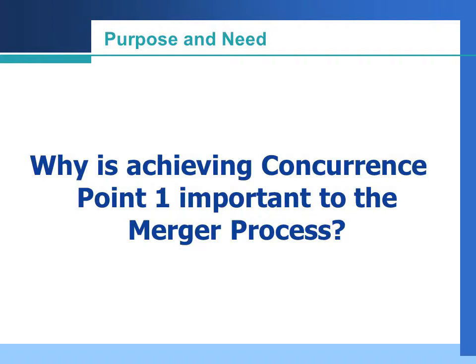In conclusion, why is achieving Concurrence Point 1 important? Establishing Concurrence Point 1 provides the foundation upon which justification for the project is established under NEPA and Section 404 of the Clean Water Act. It provides a baseline purpose and need from which alternative scenarios can be developed. Since all viable alternatives must meet the project's purpose and need, it is extremely important to have a good, solid, well-worded purpose and need that does not prematurely pre-empt potentially viable alternatives.